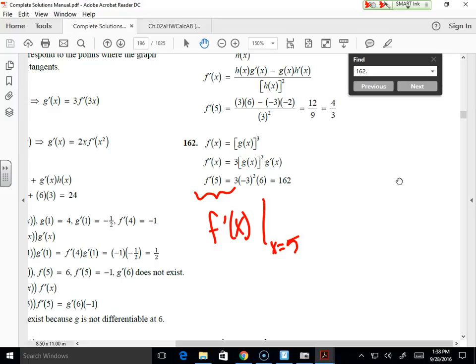Then they said, oh, now plug in 5. So f prime of 5, in between step, would have been 3 times g of 5 squared times g prime of 5. How do you get that? It was a clue that was given to you.